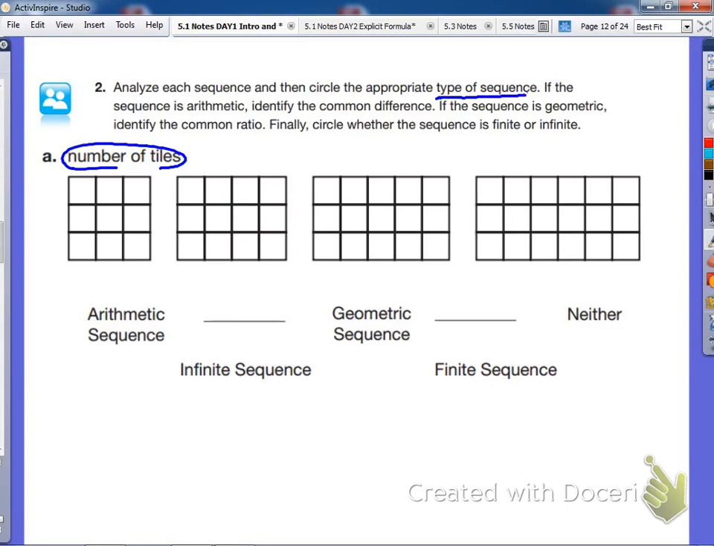Your job now will be to analyze the sequence and then circle the appropriate type of sequence. Okay, so we want to get the type of sequence. Is it arithmetic? Is it geometric? If it's arithmetic, then we want to find the common difference. Or if it's geometric, then we want to find the common ratio. All right, then we're going to circle whether the sequence is finite or infinite.